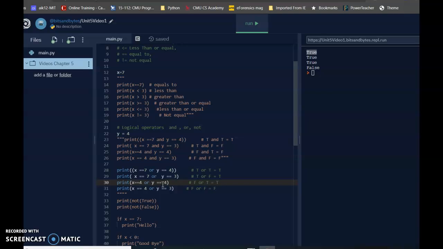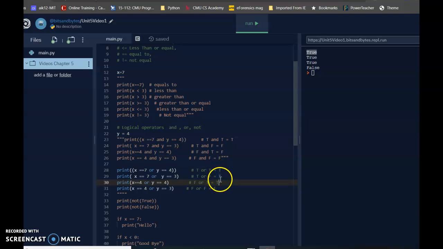Notice with an or, only one of them has to be true for it to be true. Not like the and, where both of them have to be true for it to be true. In an and statement, which is above, only two trues give you a true. If there's a false in any of the ones, whether it's one false or two falses, it's automatically false. Not so with an or. With an or, one or both has to be true for it to be true.